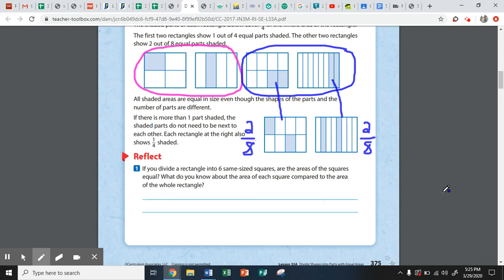Okay, so there's one question at the end. It says reflect. Number one, if you divide a rectangle into 6 same sized squares, are the areas of the squares equal? What do you know about the area of each square compared to the area of the whole rectangle? And the answer to that question, at least the first part of the question, is yes. The areas of the 6 same size squares are equal. They are equal. Each square is 1/6 of the area of the whole rectangle. So each little piece, one piece, is worth 1 out of 6, or 1/6 of the entire whole.